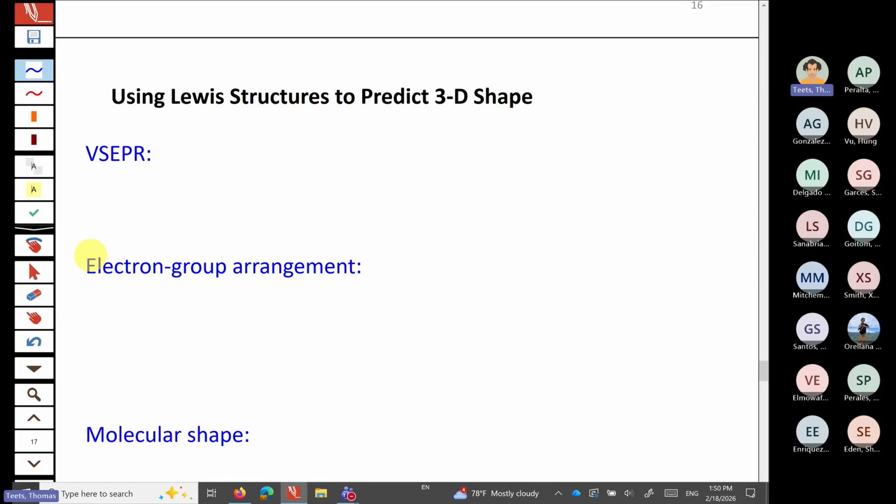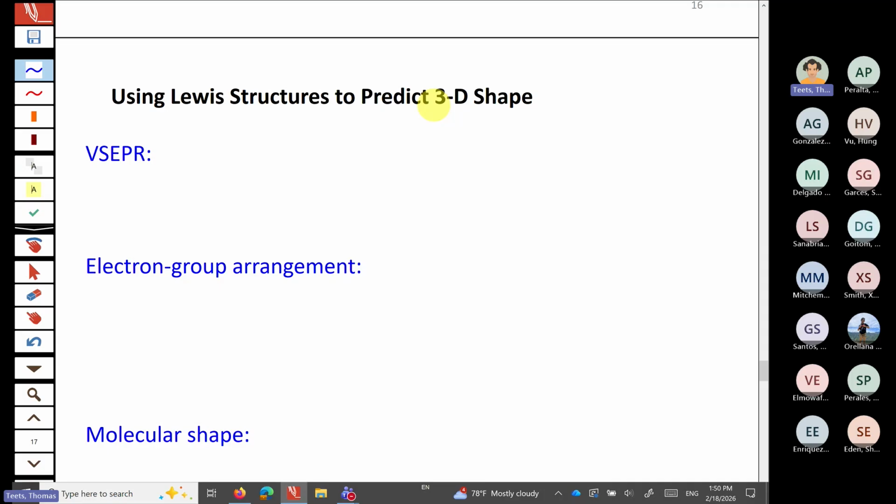So the first topic is how we can use the Lewis structure to predict three-dimensional shapes. Lewis structures will be covered on the first exam, and if you don't know how to do that, you're going to really struggle with chapter 4 as well. So the first thing we're going to do is use those Lewis structures to predict the shape of the molecule.